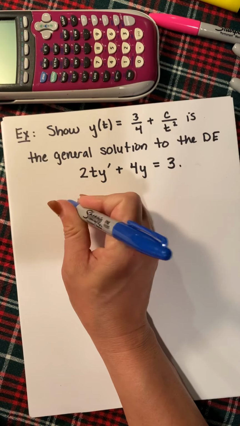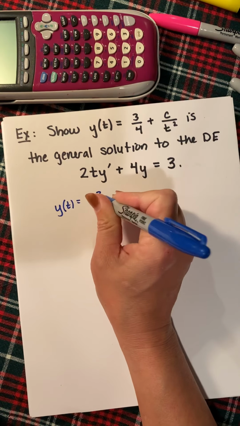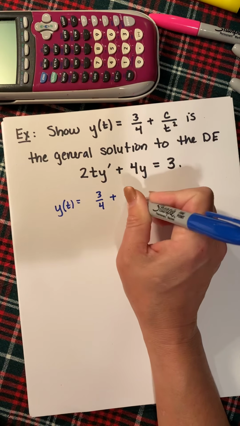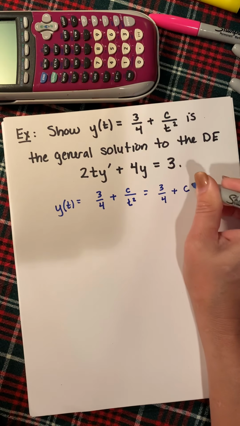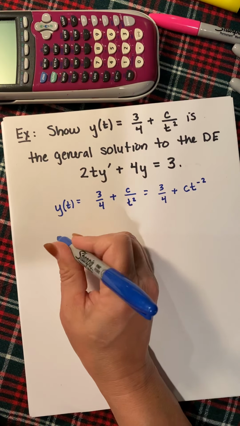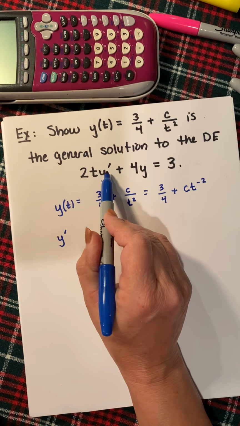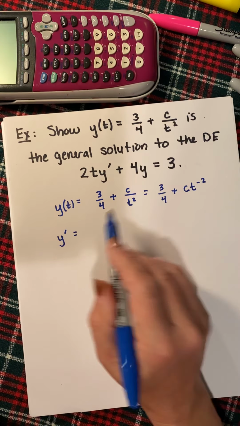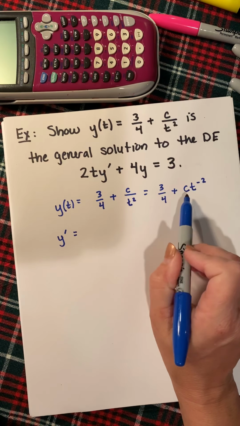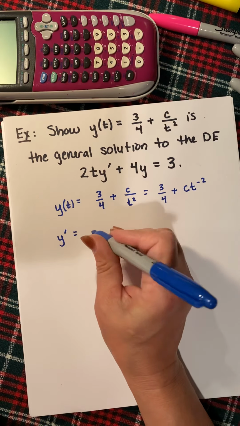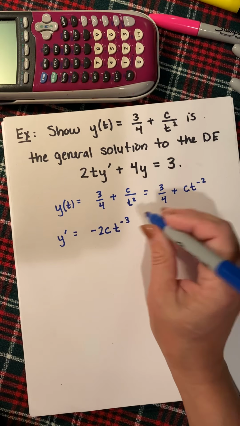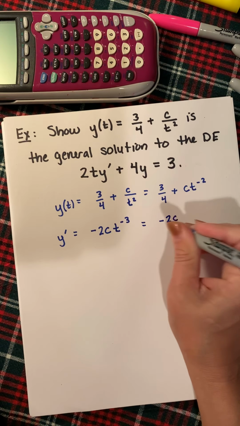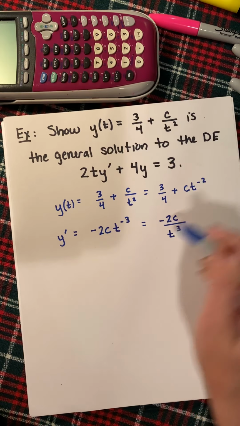So if y of t equals 3/4 plus c over t squared, when I take derivatives, I like to get things out of the denominator, so I'm going to write this as ct to the negative 2. Then the derivative, it's a first order differential equation. I only need to know the first derivative. So the first derivative is, well, the derivative of 3/4 is 0, and the derivative of a constant times t to the negative 2 is negative 2c t to the negative 3. Okay. I'm going to now write this as negative 2c over t cubed, and I'm going to put it back into here.